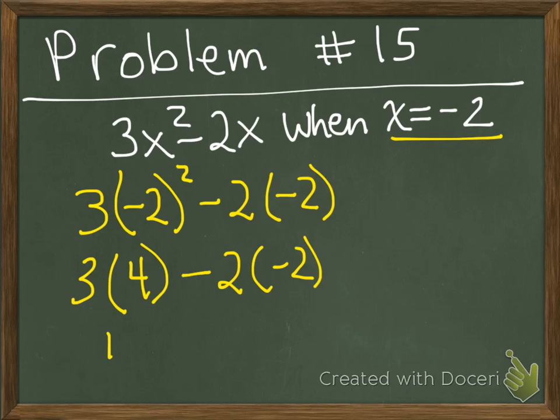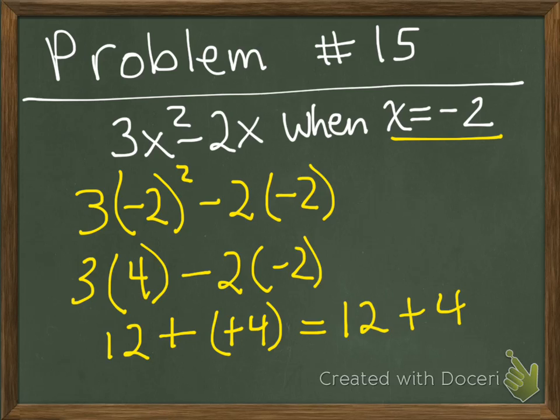My next step is going to be to multiply. So 3 times 4 is 12. Minus 2 times -2, which is -4. Now in this instance I have 2 negatives, so if I have 2 negatives together they both become positive. So this problem is actually 12 plus 4, and 12 plus 4 is 16, so that is what we get when we evaluate this problem.